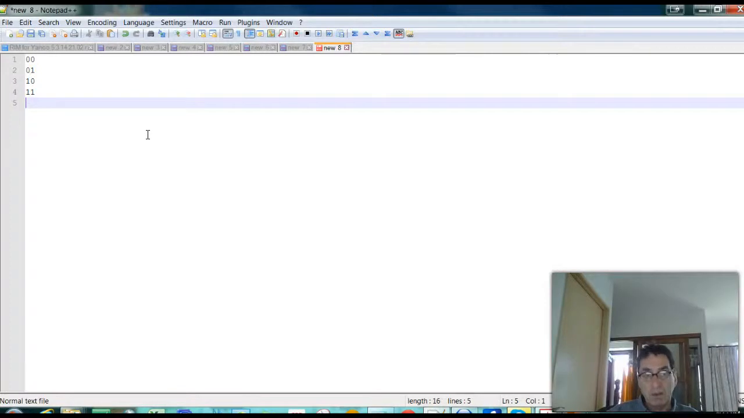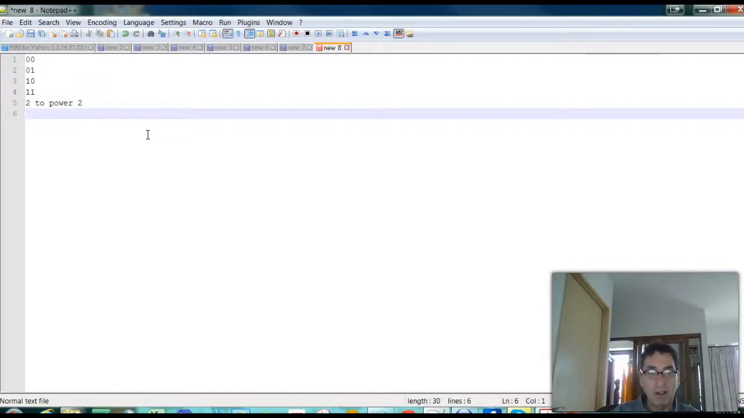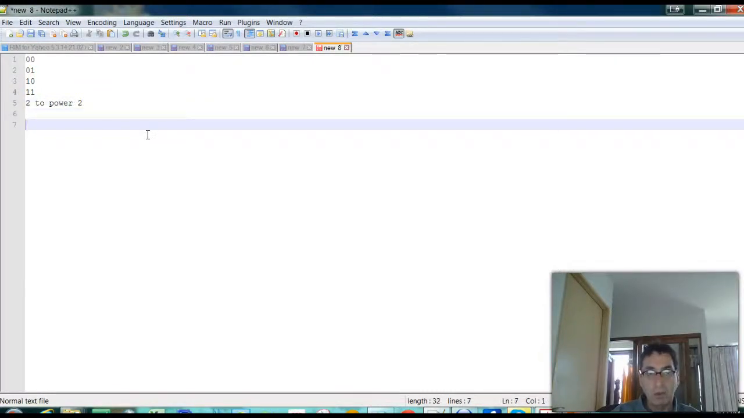In other words, there are 4 possibilities, which is 2 to the power 2, right? I can't write the power here, but 2 to the power 2 is 4. 2 squared. So there are 4 possible sequences I can express there.